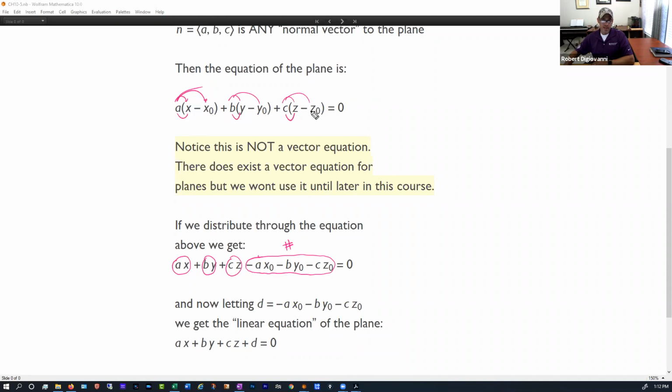C is a number, z naught's a number. So those all together should just be a number. So a lot of times we call that D, just D instead. And so this equation becomes this, and that's what we call the linear equation of the plane, okay? In other words, we've distributed everything through, there's no parentheses. And that's what you see in college algebra.